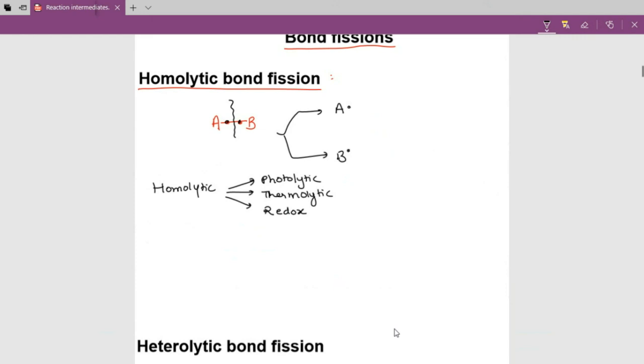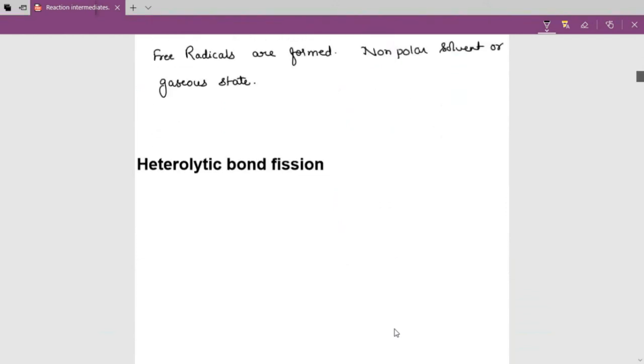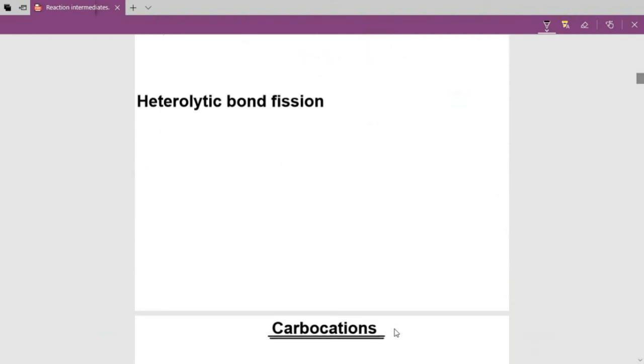So we have different methods to achieve this. But a homolytic fission gives us free radicals. Free radicals are formed because there is no charge on the intermediate formed. These free radicals are charge-wise neutral. These homolytic fissions are usually preferable either in non-polar solvent conditions or in the gaseous state. They are easy, as their bond energy is lesser.